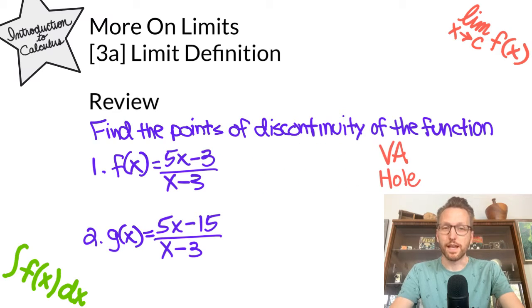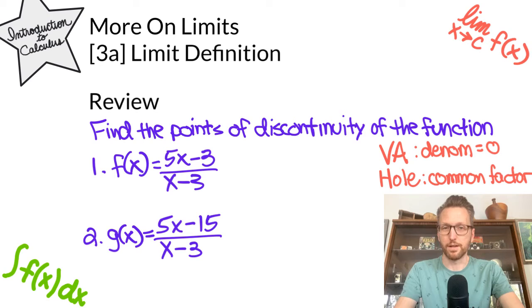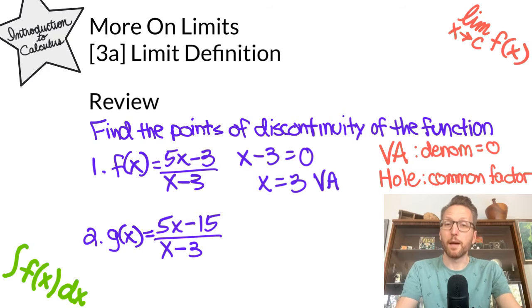And the algebra says that if the denominator is equal to 0, there's a vertical asymptote, unless the numerator is a multiple of the denominator. And in this case, 5x minus 3 looks like it could be, but it's not a multiple of x minus 3. So therefore, there's a vertical asymptote at x equals 3. We find that by setting x minus 3 equal to 0 and solving for x.